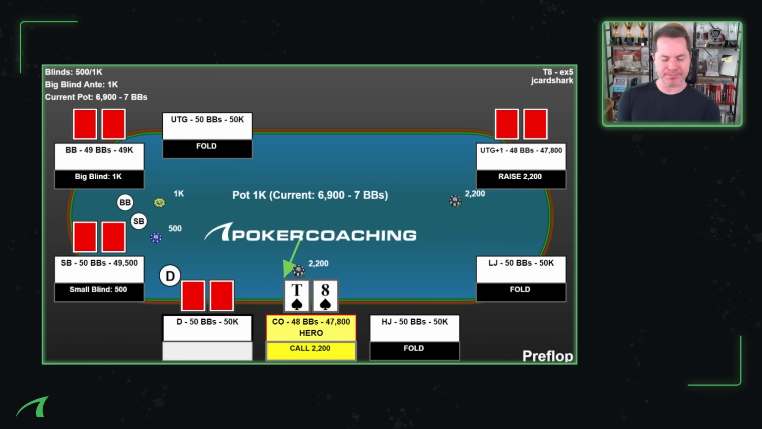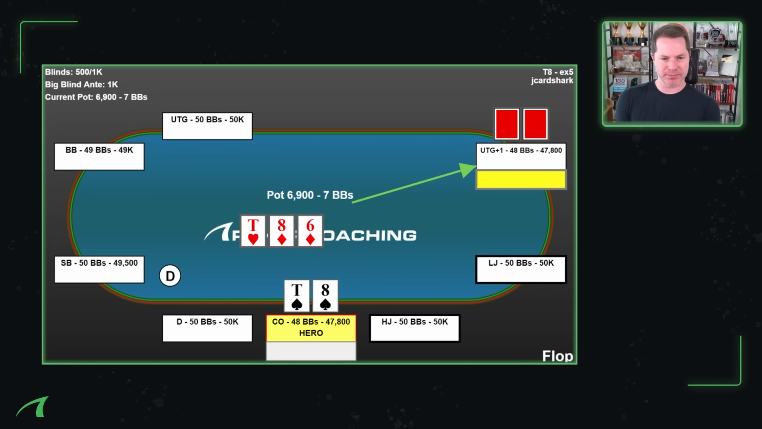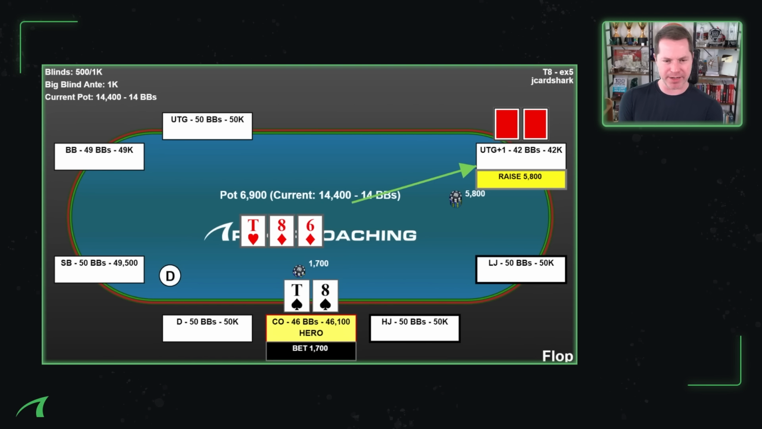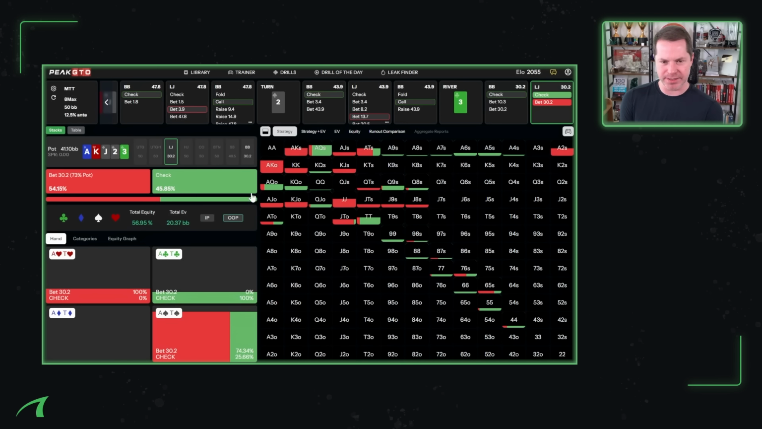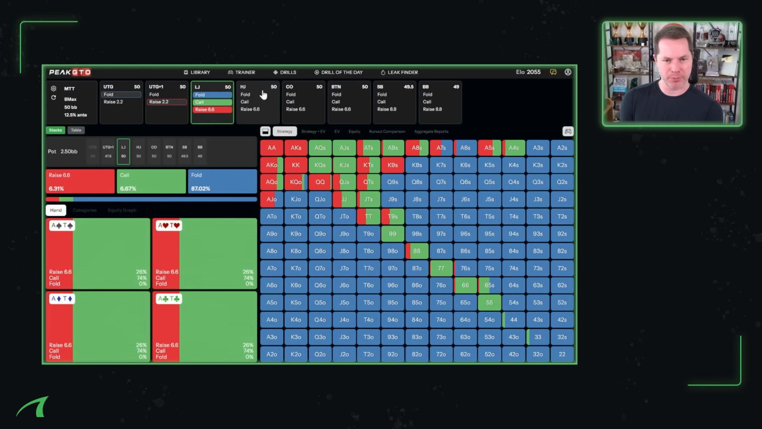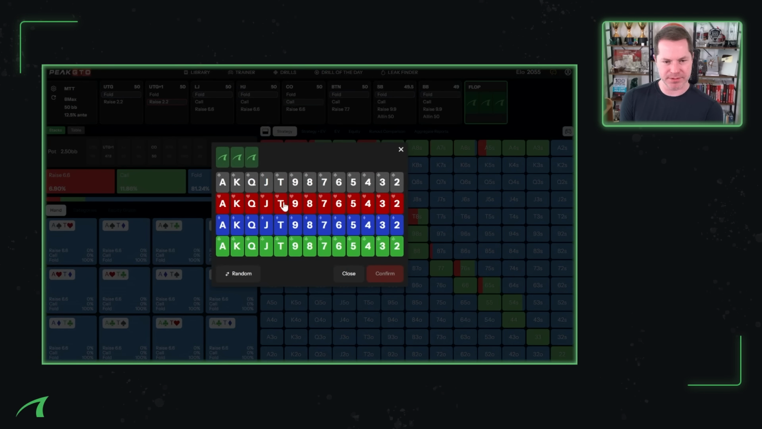Here I have a spot where someone raises under the gun +1. We call 10-8 suited in the cutoff. We make two pair. They check. We bet. They check raise. Okay? Let's already ask ourselves right off the bat, do we think they're check raising anywhere near GTO? So they raise under the gun +1. We call the cutoff. 10-8 suited. Comes 10-8-6.